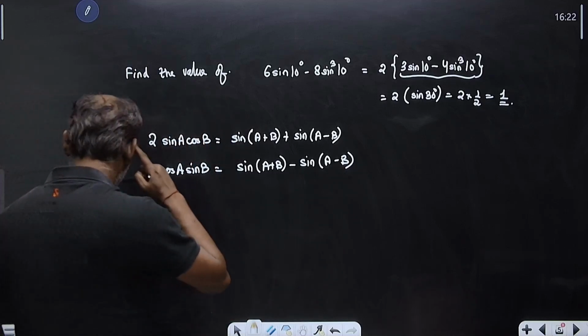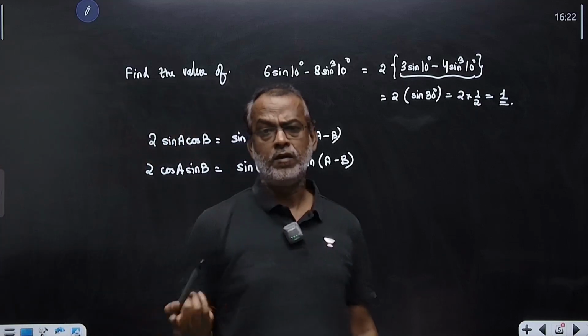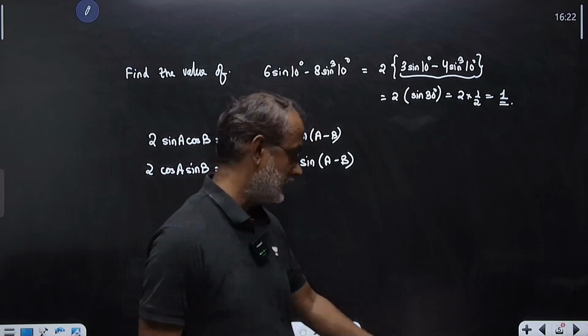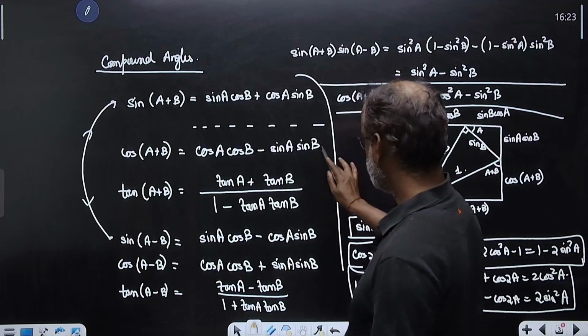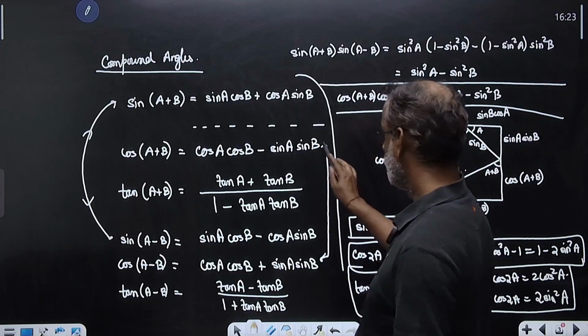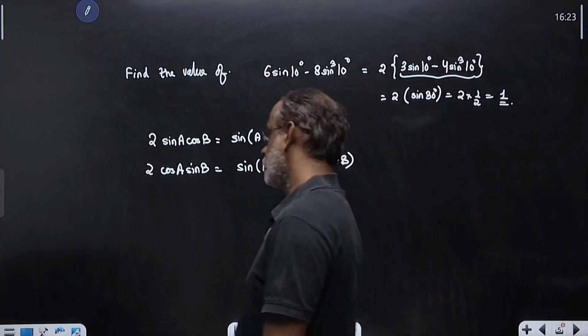Now, cos A plus B is cos A cos B minus sin A sin B, cos A minus B is cos A cos B plus sin A sin B. See, if you add these two, what do you get? 2 cos A cos B.